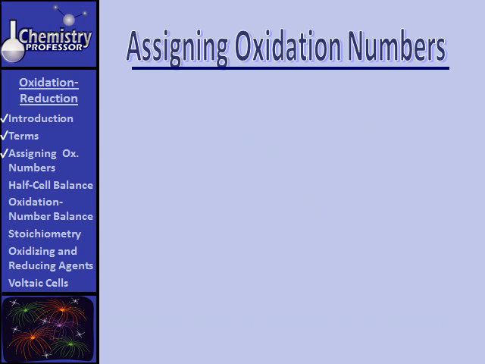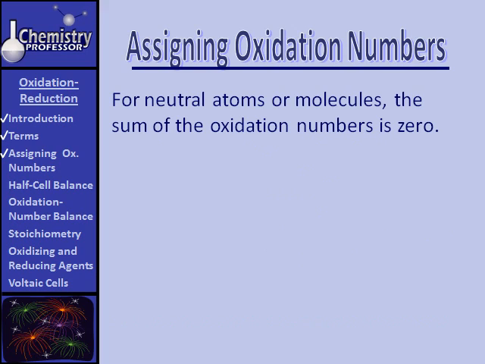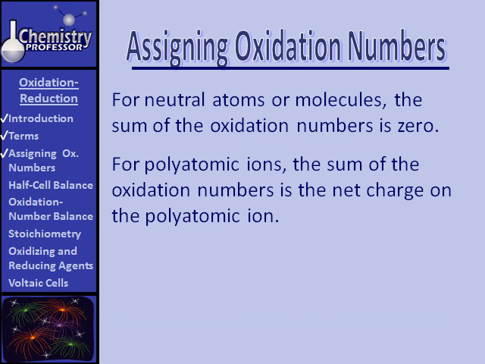Here's how we do it. For neutral atoms or molecules, the sum of the oxidation numbers is 0. Okay, that makes sense. For polyatomic ions, though, the sum of the oxidation numbers is whatever the charge is on that polyatomic ion. For example, nitrate, NO3 -1, the net charge has got to be -1. So you add up the charges of the others, and it better equal -1. For sulfate, it's got to be -2. For ammonium, it's got to be +1, for example.